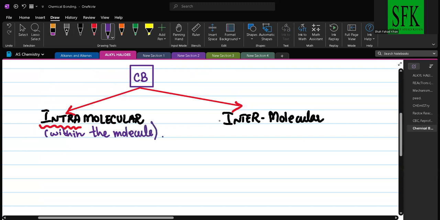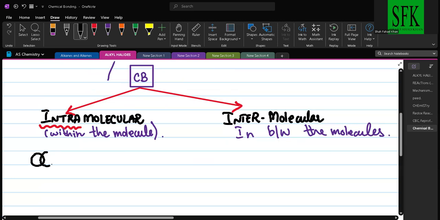And inter means in between the molecules. You must know these two key differences between intermolecular and intramolecular bonding. Intra means within a molecule. So, for instance, if you have this atom and this atom joining together to form a molecule, the type of interaction that is holding them together will be considered intramolecular. But if you have a molecule over here and another molecule over here, the type of interaction that these two molecules might have in between one another is considered intermolecular.